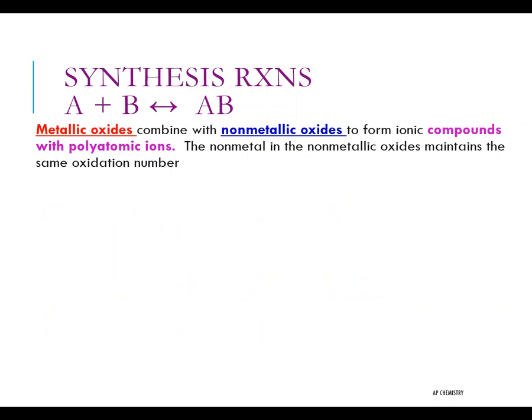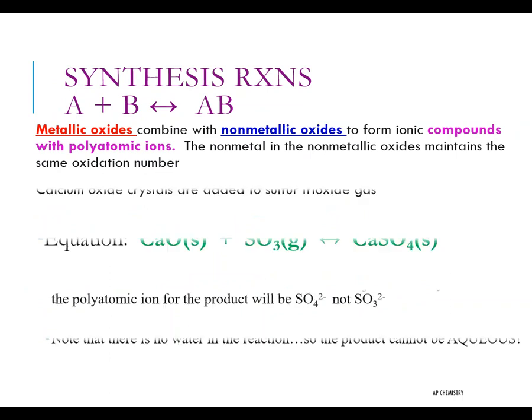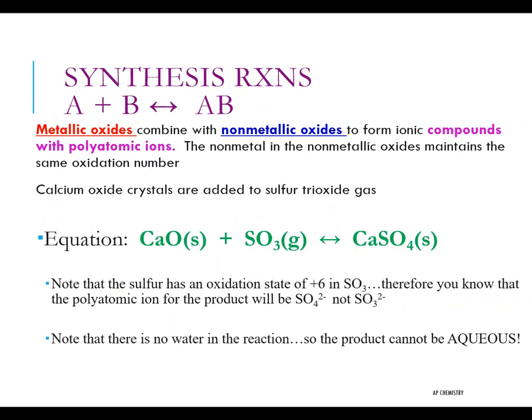Metallic oxides combine with non-metallic oxides to form compounds with polyatomic ions. This is just a general pattern thing that you'll see. You know, the calcium oxide here reacting with the sulfur trioxide, giving you calcium sulfate. Now the key to this one, like I said, this is not that important, but it's just a usable pattern that you can extrapolate. That if you're looking at the nonmetal here, the sulfur is going to maintain its oxidation number.